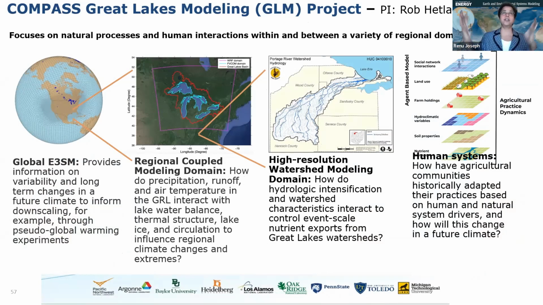This is, again, a different type of coast, which is a coast along the Great Lakes region. And so it has a whole hierarchy of modeling capabilities, going all the way from capabilities that inform and use the E3SM to regional models, to watershed models, and also the human systems interaction aspect brings in the agricultural focus in the Midwest. This project is also led by PNNL, and Rob Hetland is the PI.